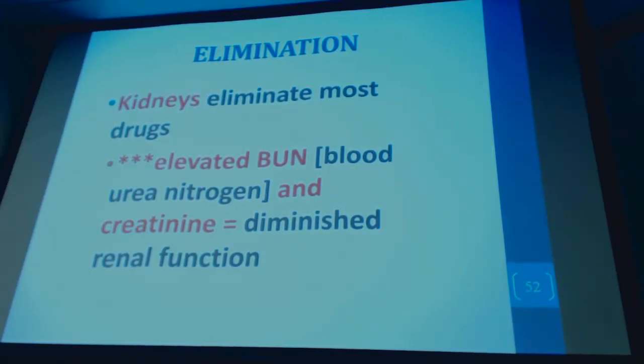Function in order for drugs to be eliminated. So for kidney function, you're going to look at BUN, blood urea nitrogen, and creatinine. If both the BUN and creatinine are elevated, the person has renal insufficiency, meaning the kidneys are not working as they should. So both BUN and creatinine elevated means renal insufficiency. The kidneys are not working as they should. Can they eliminate drugs the way they should?